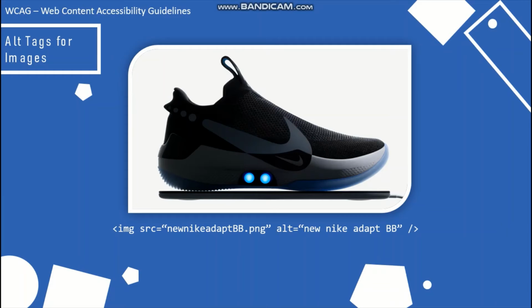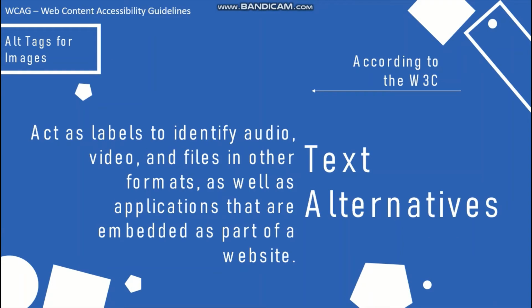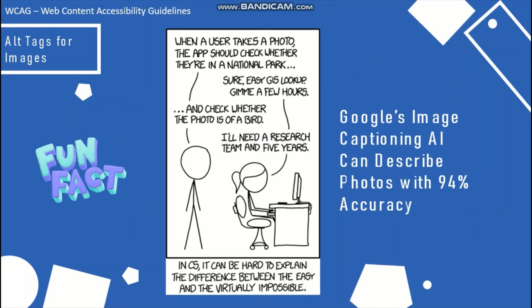So make sure to put an alt even if it is redundant, because according to W3C, text alternatives act as labels to identify audio, video, and files in other formats, as well as applications that are embedded as part of a website. The web must be accessible to provide equal access and equal opportunity to people with disabilities or diverse abilities. So, it's easy to tell where a photo has been taken, but training a computer to see a photo and describe the content seemed all but impossible until relatively recently.